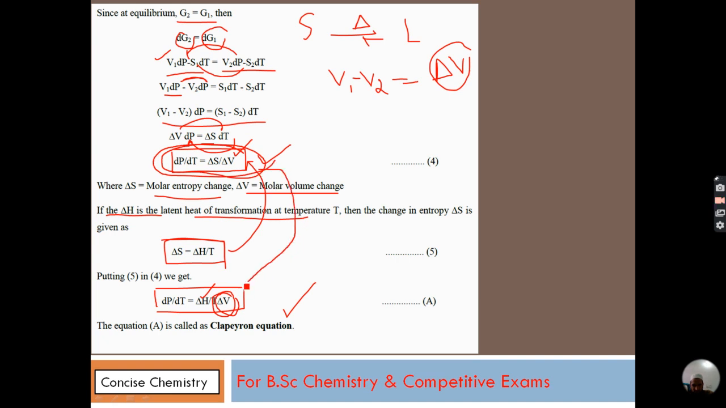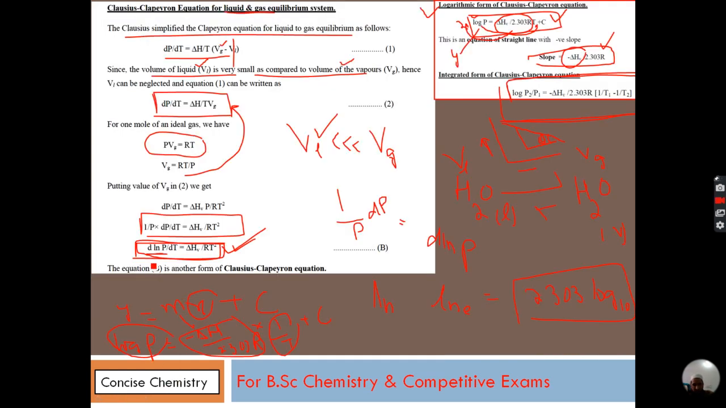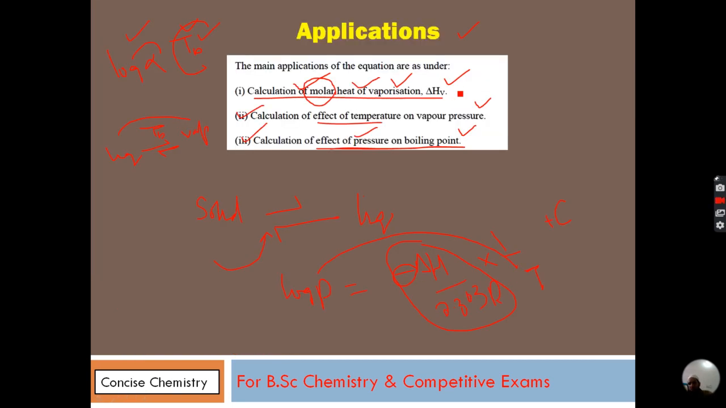You can write this in terms of enthalpy change. So this is one expression of the Clausius Clapeyron equation. Then you can write another expression in terms of natural log, one more in logarithmic form, and you can also write it between two different temperatures and pressures. These are all different forms of the Clausius Clapeyron equation. And finally you can get information like the molar heat of vaporization, the effect of temperature on the pressure, and the effect of pressure on the boiling point.